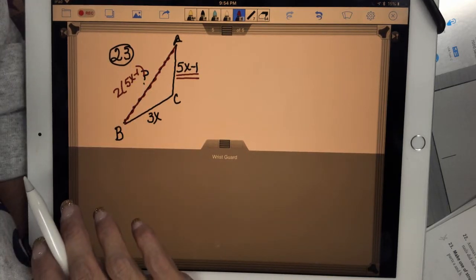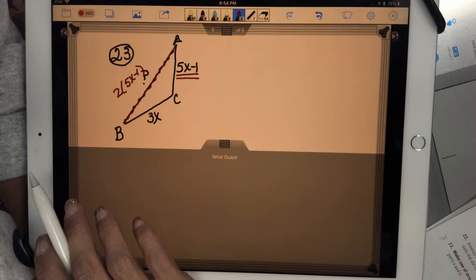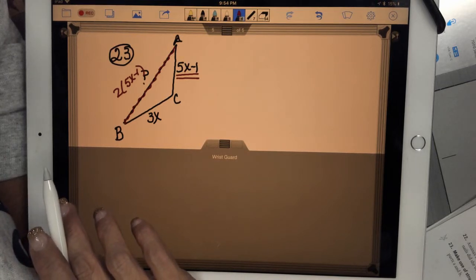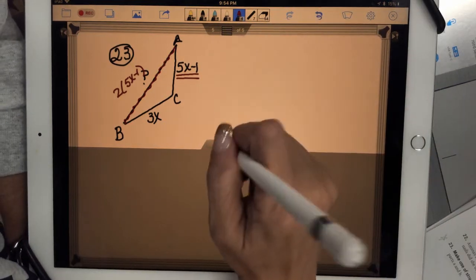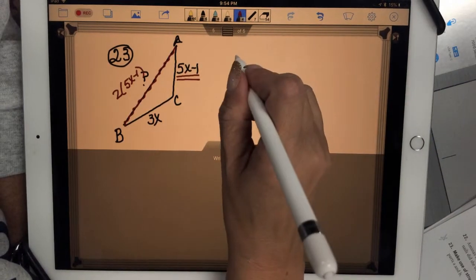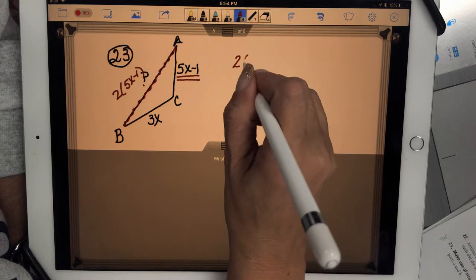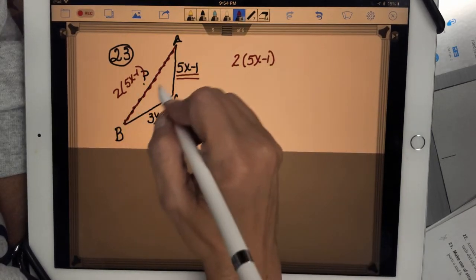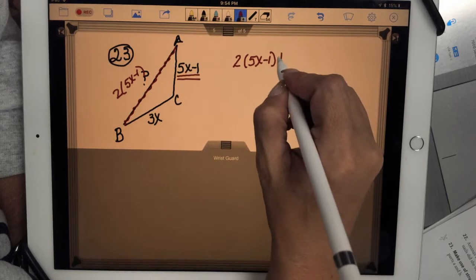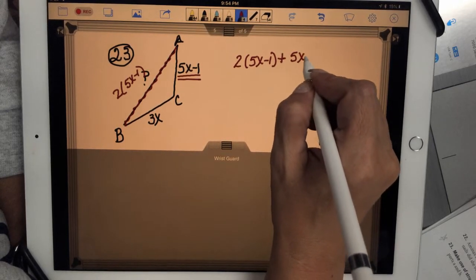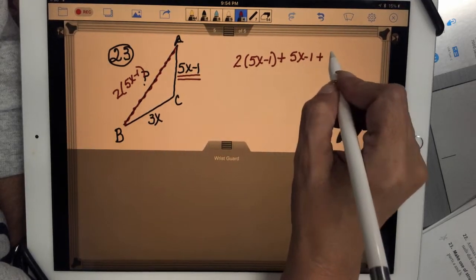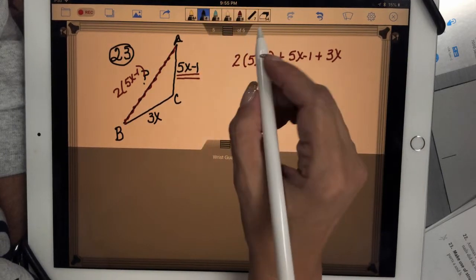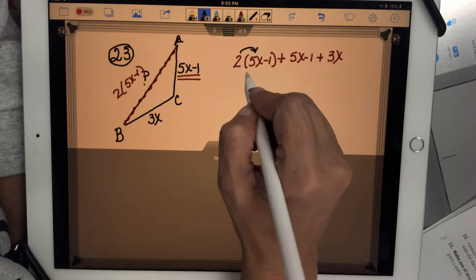So the length of side AB is twice the length of side AC. Write an expression for the perimeter of this triangle. Be sure to simplify your answer by combining like terms. Perimeter is when you walk around. So I'm going to do this. 2 times 5x minus 1, that's my AB, plus I need to get this other side, 5x minus 1, plus I need to have the little short side, 3x. So I'm going to use the distributive property.